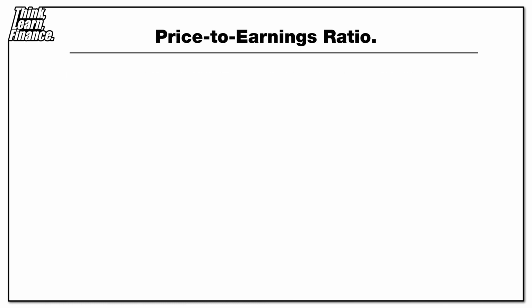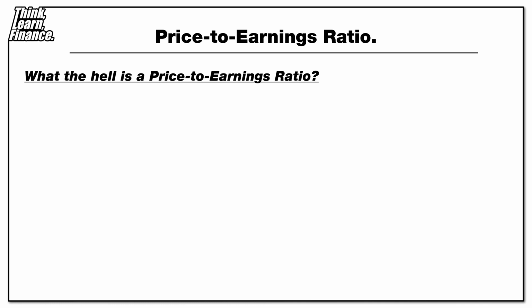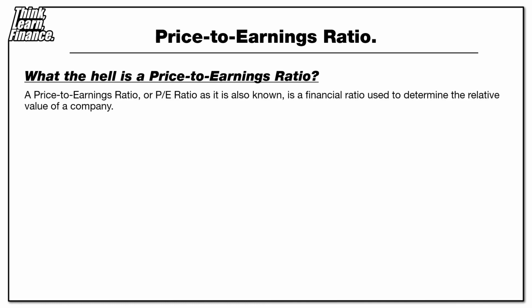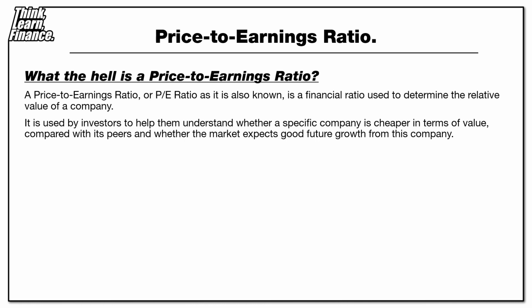Straight away, let's answer: what is a price-to-earnings ratio? A price-to-earnings ratio, or P/E ratio as it is also known, is a financial ratio used to determine the relative value of a company. It is used by investors to help them understand whether a specific company is cheaper in terms of value, compared with its peers, and whether the market expects good future growth from this company.